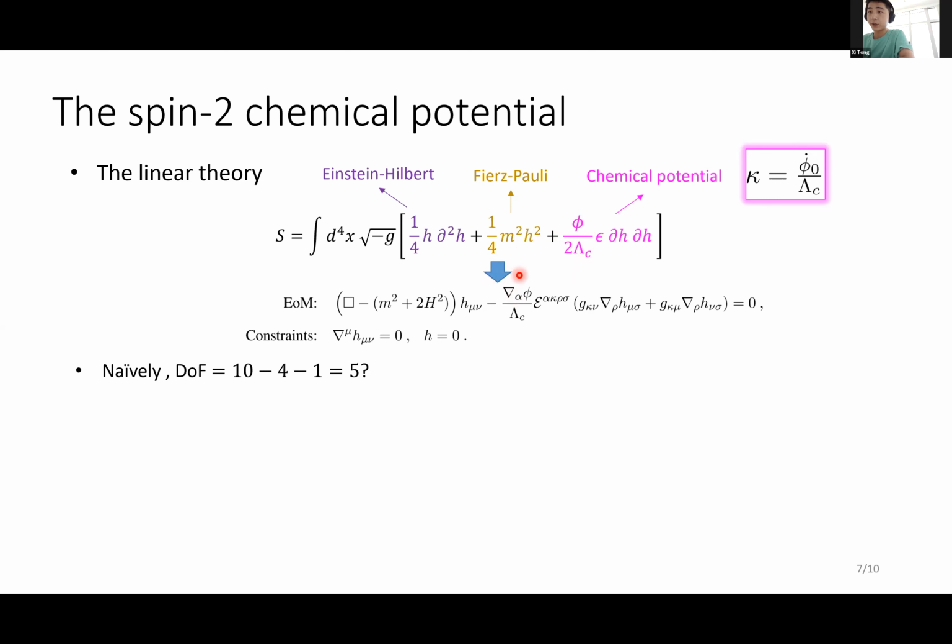If you vary this action with respect to the spin-2 field, you get its equations of motion and all of its usual constraints, the transverse traceless conditions. In the equation of motion, the first 2 terms correspond to the usual Klein-Gordon form, while the last term is the effect of the chemical potential. Naively looking at this set of equations of motion and constraints, one would guess that the degrees of freedom for this theory would be 10 minus the 5 constraints equals 5, which matches our intuition from the little group analysis in flat spacetime.